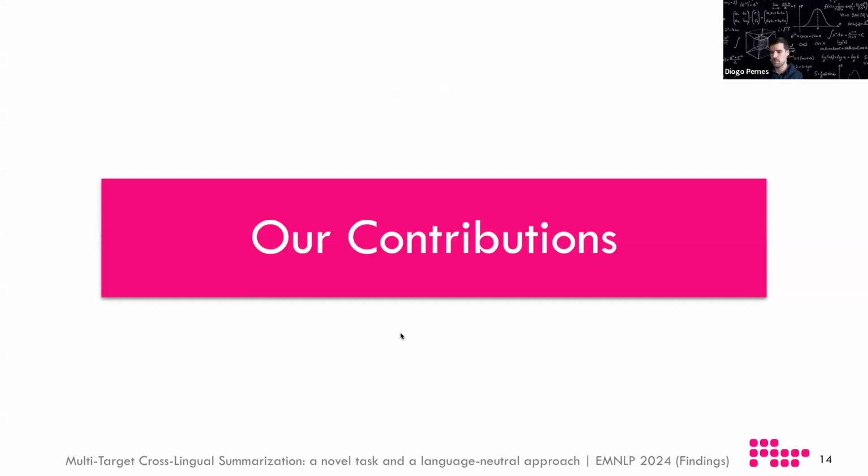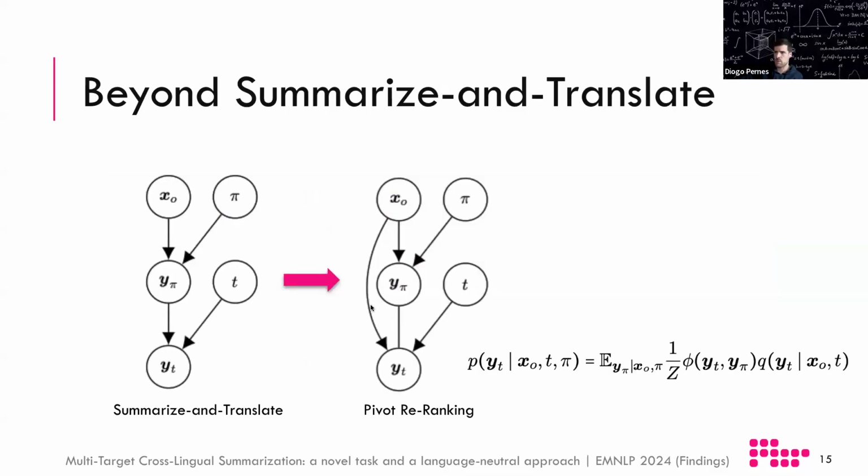And so how can we do better than this? How can we improve upon this summarize and translate approach that has the issues that we have seen? So one possibility is to change this graphical model and add this edge that directly connects the original document to the target summary. So this way, every summary in all of the target languages will also be conditioned on the source document, and so can get information from the source document directly without having to pass through the pivot summary.